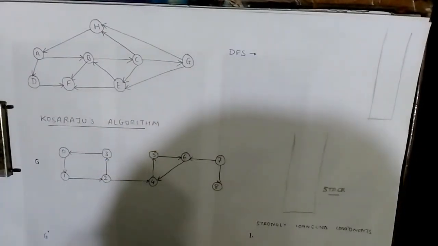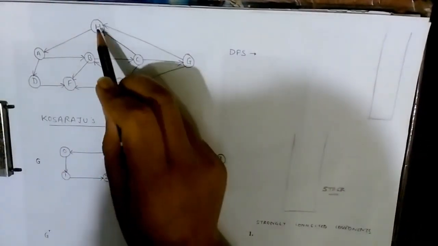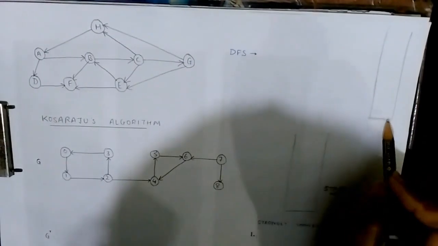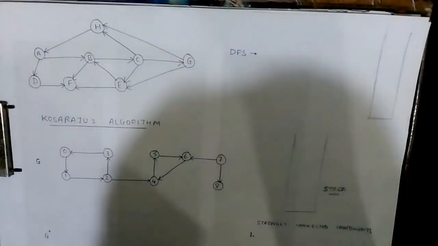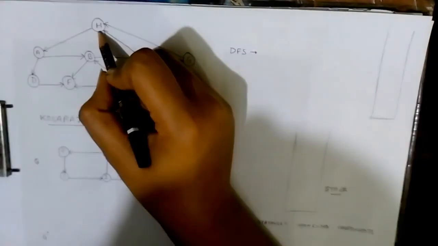Okay, now let's try DFS traversal for this directed graph. Since it has lots of vertices, I'll be using a stack. It will be easier to maintain a record. Now let's start from H.